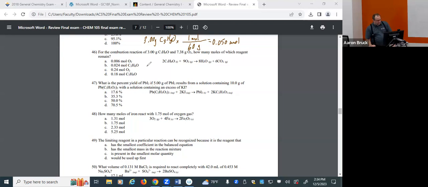On the other hand, 7.38 grams of oxygen. Oxygen's 32 grams per mole. 7.38 divided by 32. This one's not as neat and tidy. It's .231 moles of oxygen there.